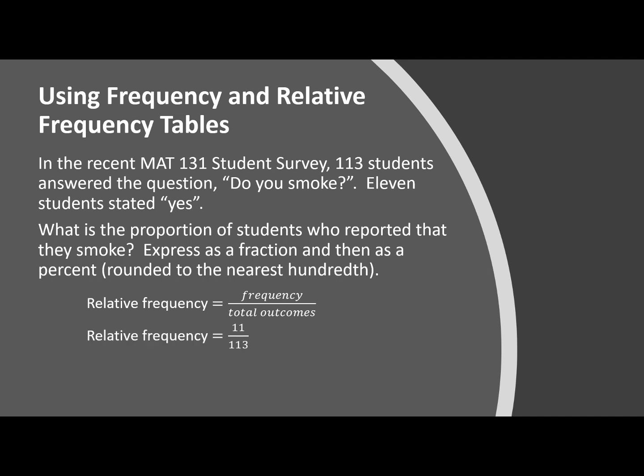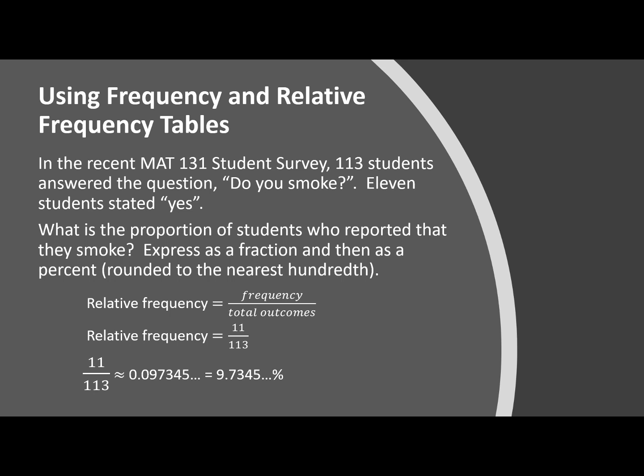So in this example, the frequency is 11. 11 students out of 113 stated that they smoke. To change this to a percent, we first change the fraction to a decimal. We take 11, we divide it by 113, and we get approximately 0.0973. To change this decimal to a percent, we multiply it by 100. That's the same thing as moving the decimal place 2 places to the right.